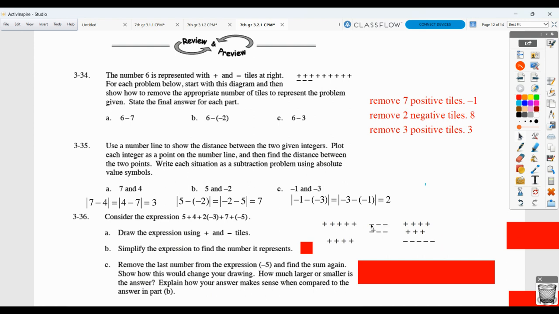5 plus 4 plus 2 groups of -3 plus 7 plus -5. Then they want you to simplify it. In other words, find the value. Again, my suggestion would be to make your 0 pairs.